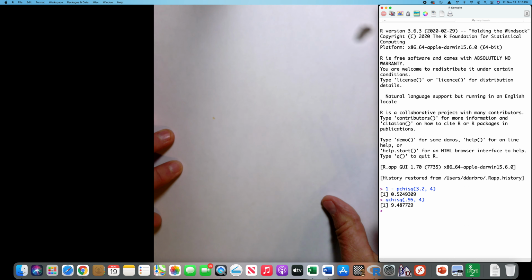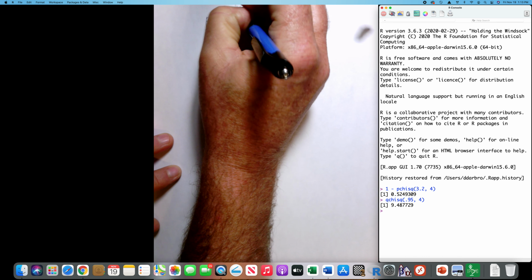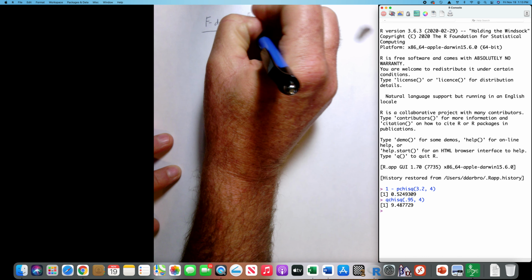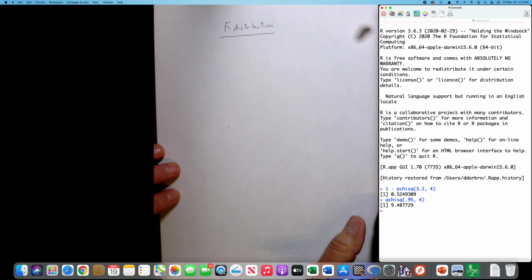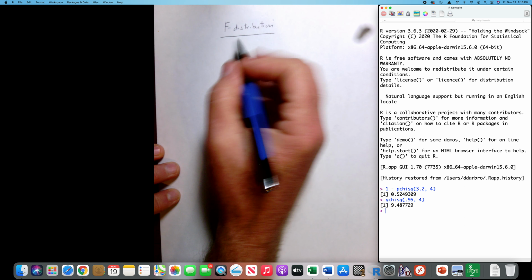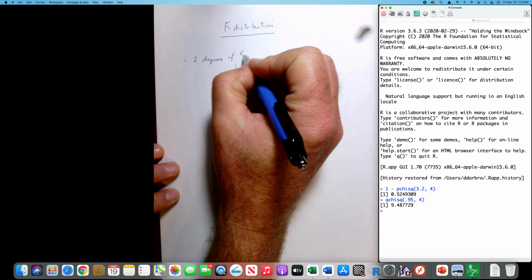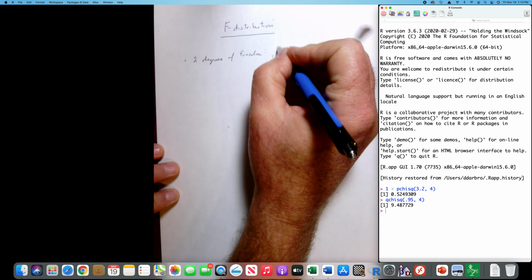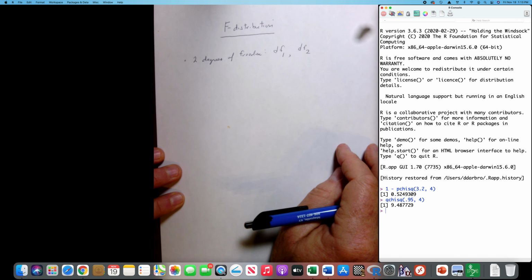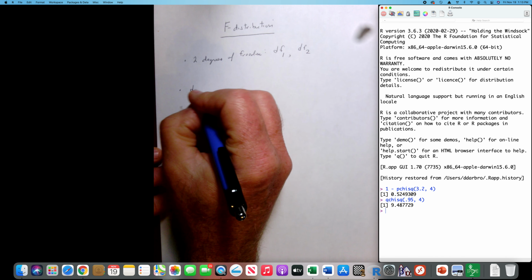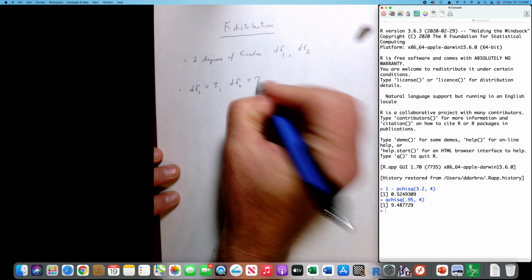It actually turns out that the F distribution behaves, I don't know about behaves, it's not like it's a kindergarten student or something. The F distribution acts similarly, but it has 2 degrees of freedom. Literally, degrees of freedom 1 and degrees of freedom 2. So let's say for this example that degrees of freedom 1 is equal to 3 and degrees of freedom 2 is equal to 7.